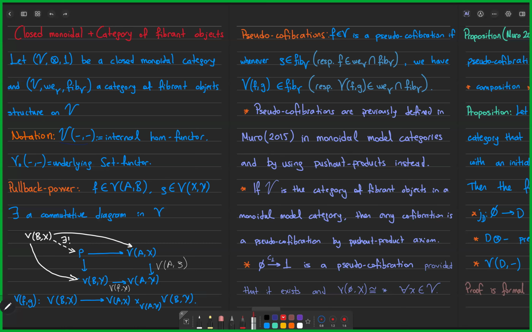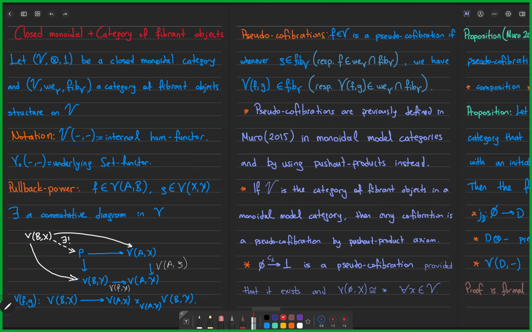This definition was given originally, the first document I have seen it in, in Fernando Muro's paper from 2015. It is defined in monoidal model categories, of course for entirely different reasons. He used push-out products instead of pullback powers, but if the category is closed monoidal, then we can just turn everything into pullback powers, so they are the same maps in that case.